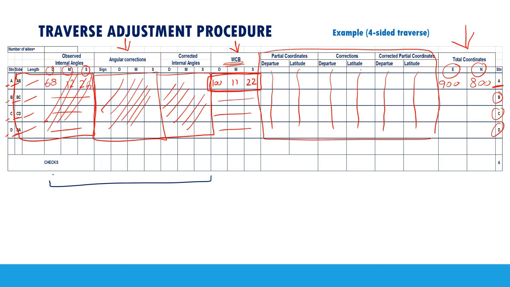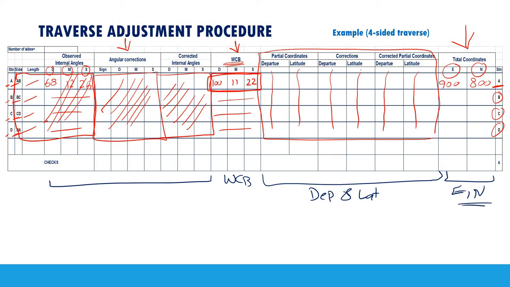So here are the corrected angles, and here the whole circle bearings, and here the corrected distances in terms of departures and latitudes, and then the final coordinates, easting and northing. This is a summary of the whole thing, so let's get into it.